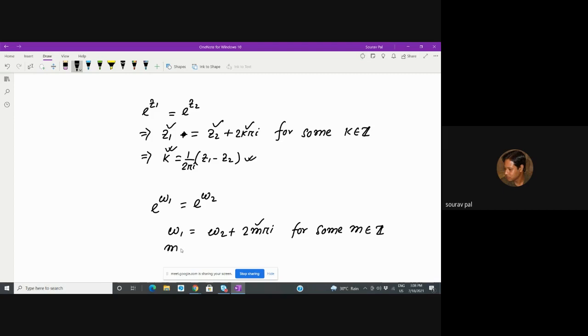Because then m is equal to 1 upon 2 pi I times w1 minus w2. And this w1 minus w2 could be different from z1 minus z2.